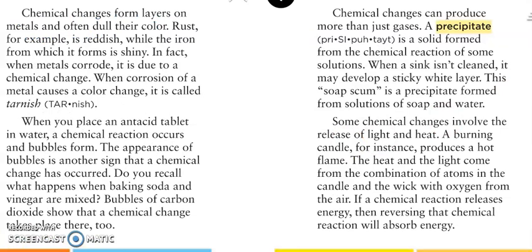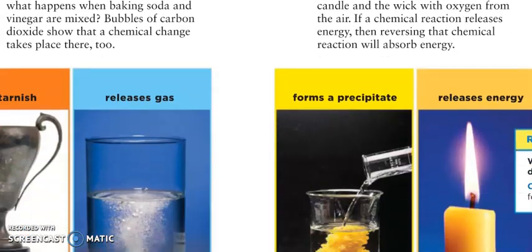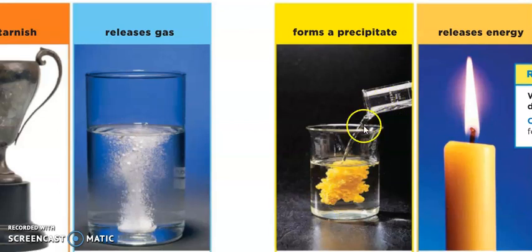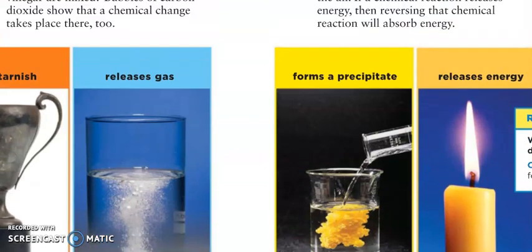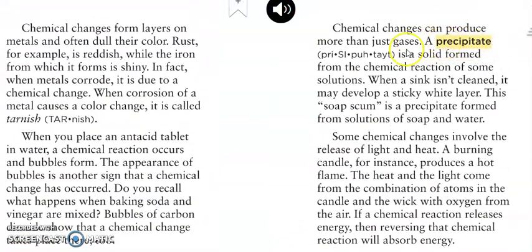Chemical changes can produce more than just gases. A precipitate is a solid formed from the chemical reaction of some solution. As an example, you can see a chemical reaction between two liquids. The yellow is an example of a precipitate. It's a solid like a powder. A precipitate is a solid formed from the chemical reaction of some solution.